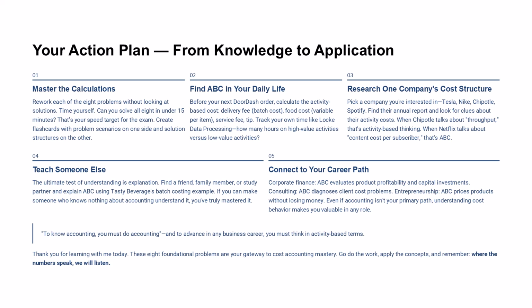Fourth, teach someone else. The ultimate test of understanding is explanation. Find a friend, family member, or study partner and explain ABC using Tasty Beverages batch costing example. If you can make someone who knows nothing about accounting understand why 100,000 cans cost $11,000, while 5,000 cans cost $550, you've truly mastered it. Teaching forces you to anticipate confusion and clarify logic, exactly what you'll need when a future boss asks you to explain a cost analysis.